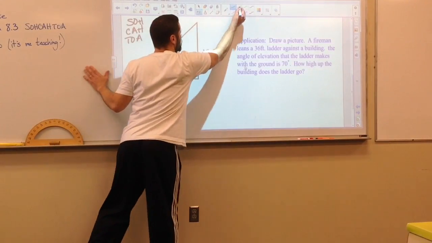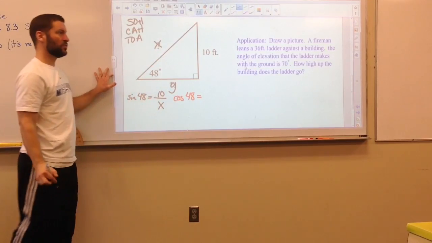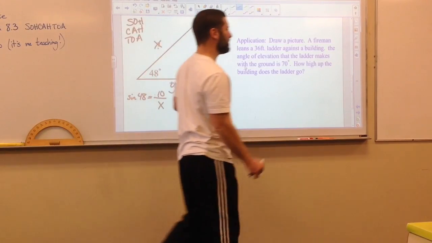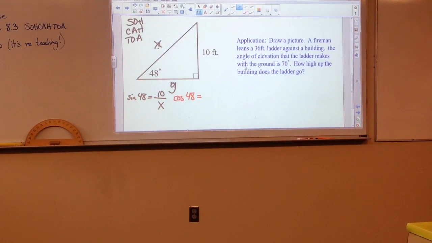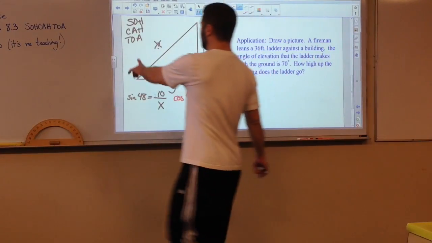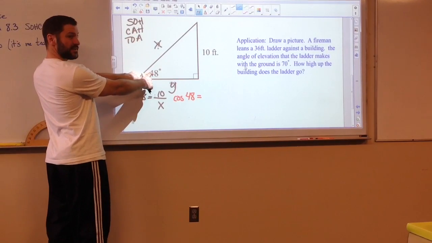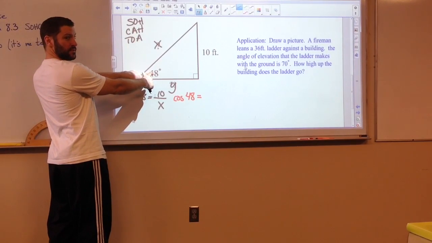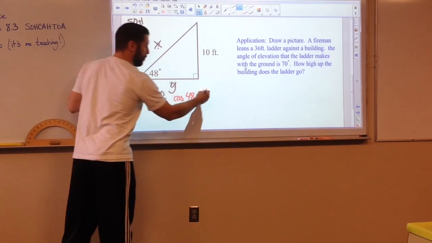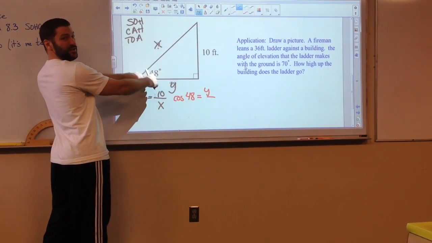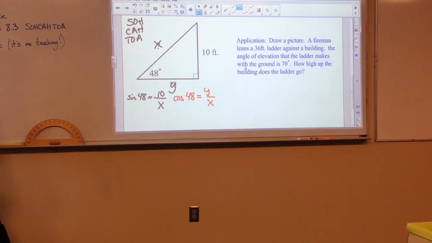Let's do the cosine of 48. Cosine. Look at the letters. Cosine is Cah, A-H. What does the A stand for? Adjacent. Here's 48. What's adjacent? y. The side that's not the hypotenuse. y over hypotenuse, which is x. Cosine of 48 equals y over x.